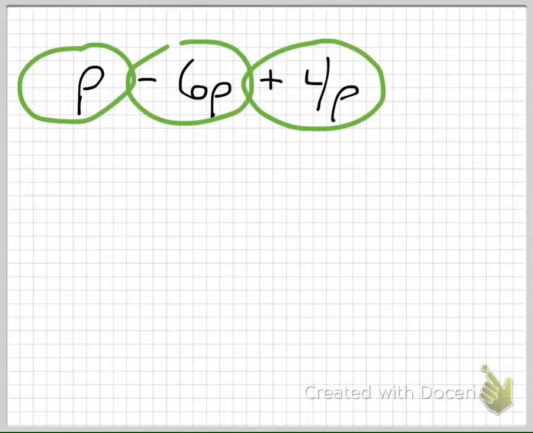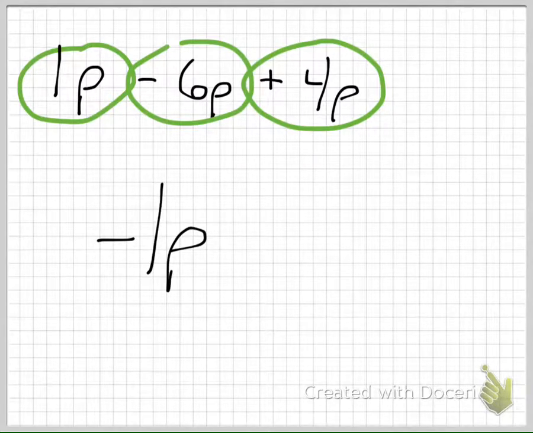Okay, so here we go. What is in front of that p? A 1, right? If you need to, write the 1. What is 1p minus 6p? That's negative 5p. Does that make sense? Negative 5p plus 4p is negative 1p. Now, here's the deal. This is not wrong to put negative 1p. However, I'm going to mark it wrong starting maybe Wednesday, because we don't put a 1 in front of a variable. We just don't. That's redundant.